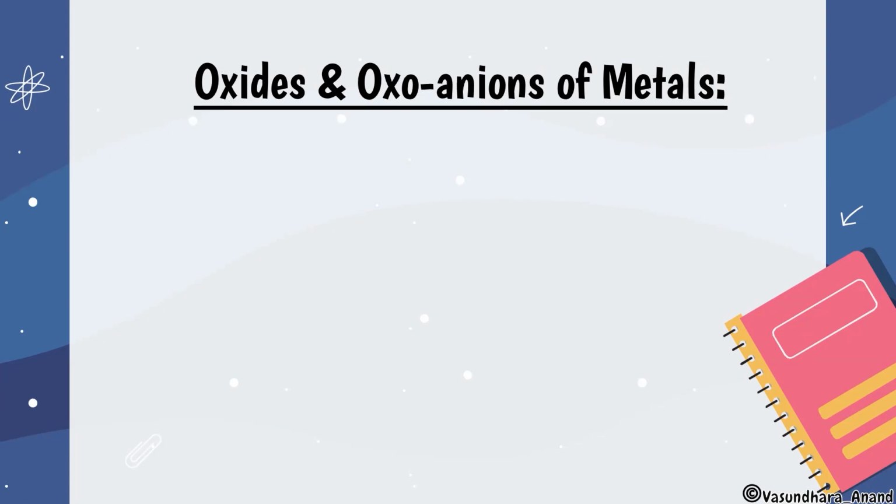So the next slide is oxides and oxo-anions of metals. What are oxides and what are oxo-anions of metals? About oxides, let me explain: there will be metal and oxygen only. But if we talk about oxo-anions, that means it will be metal and oxygen with some negative charge.